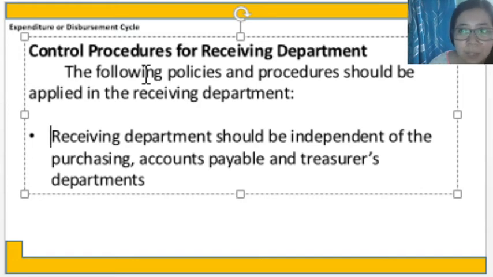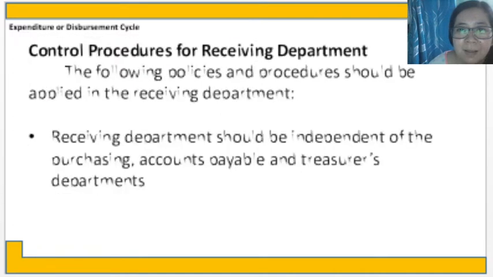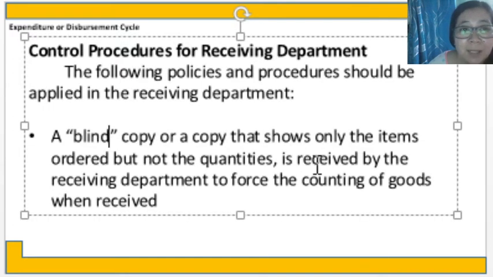Okay, so they should not be responsible for placing the order, for recording, as well as the payment. Another is a blind copy. So this is what we've mentioned earlier. A blind copy will be provided to the receiving department, which only shows the items ordered but not the quantities.